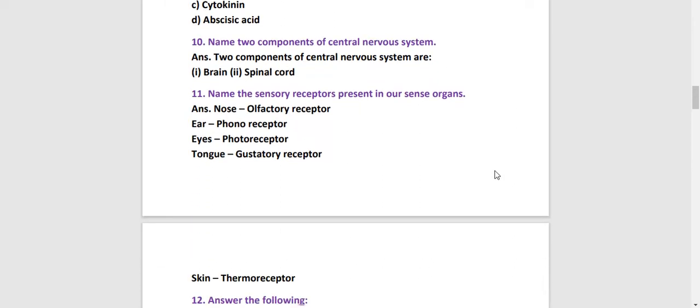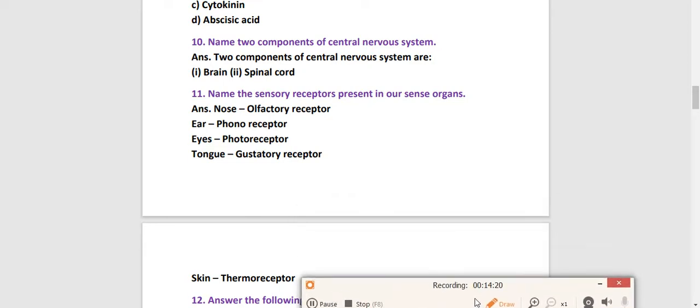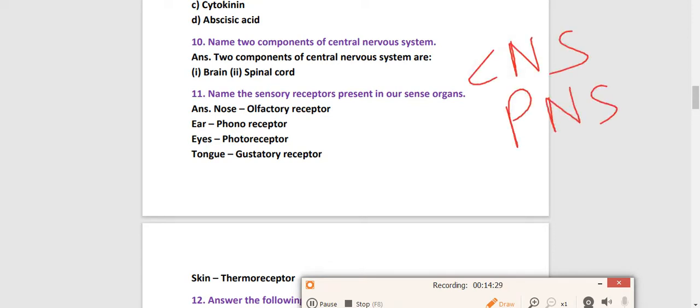Now the 10th question. The 10th question we have is, name the two components of the central nervous system. You know that there are two parts of the nervous system: central nervous system and peripheral nervous system, PNS. CNS and PNS are the two parts of the nervous system. But in this question, it is asked to write the two components of the central nervous system. So the two components of the central nervous system are brain and spinal cord.